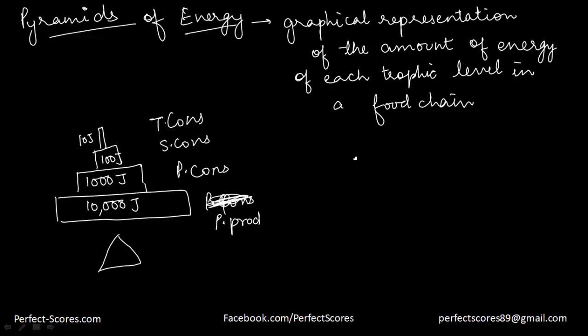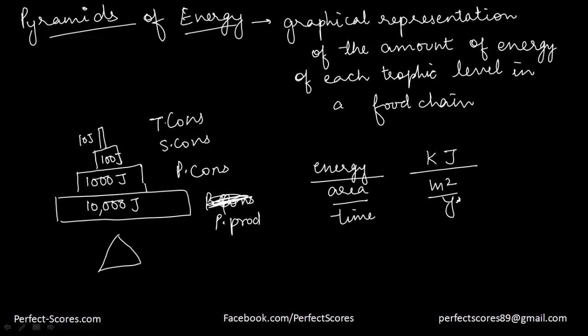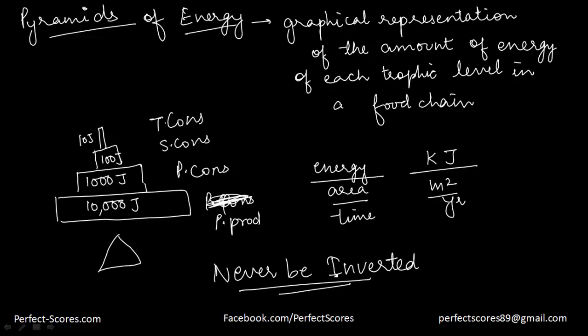Usually the pyramids of energy are expressed in units of energy per area per time, or in other words, kilojoules per meter square per year. So that is the way the energy is represented. Now pyramids of energy will never appear inverted because some of the energy stored in one source is always lost. It is inevitable that energy will be lost, and this is actually the application of the second law of thermodynamics.